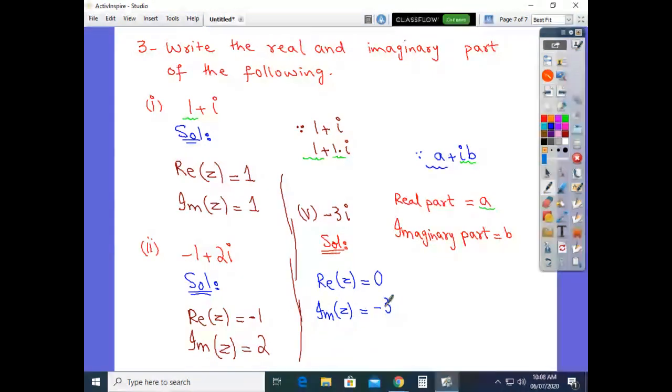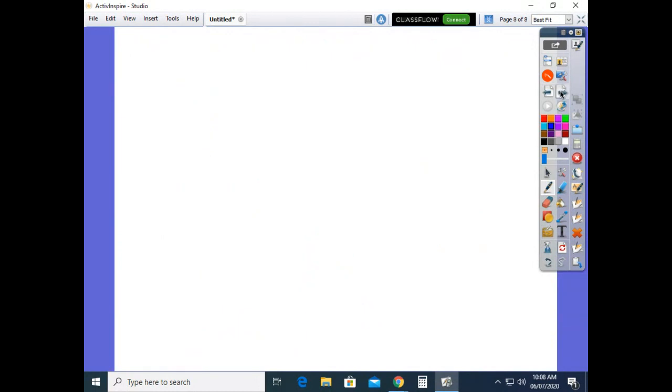Now we move on to the next question, question number 4. Remaining part do yourself. Clear? In question number 4, find the values of x and y.